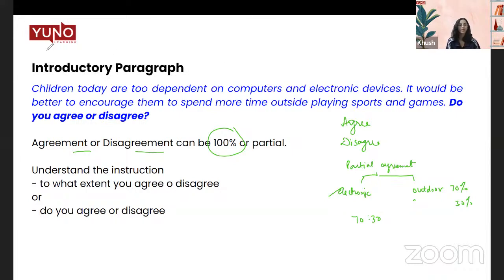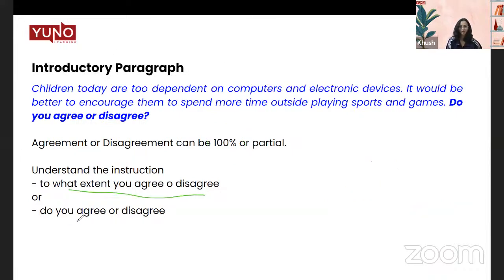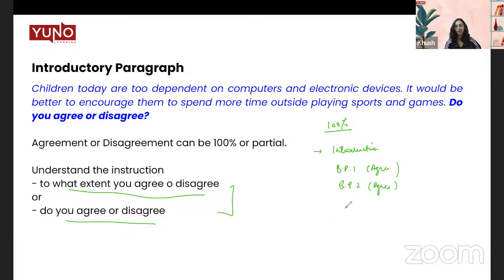Now, whenever we're given the instruction, to what extent do you agree or disagree, or do you agree or disagree, we're going to talk about our opinion. What will the structure look like? If it is a 100% agreement, then we will have an introduction as usual, body paragraph 1 agreeing, and body paragraph 2 for your agreement. Again, this is how the essay will look, and then a conclusion.